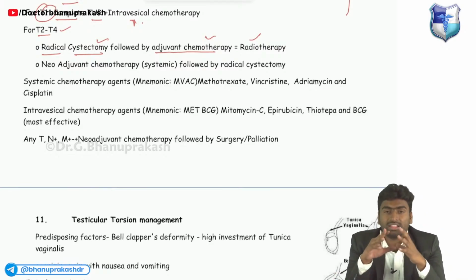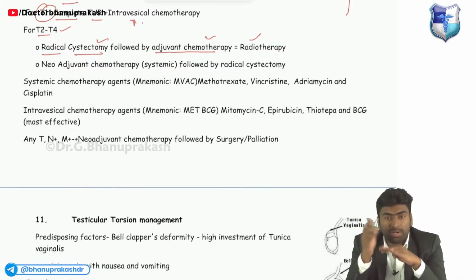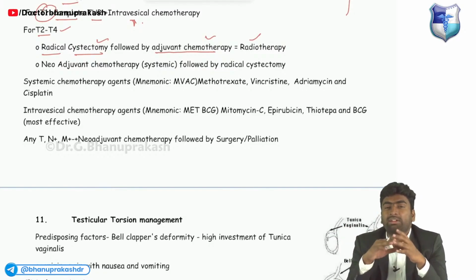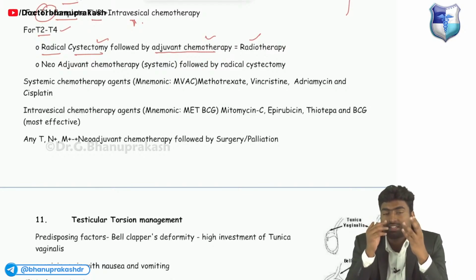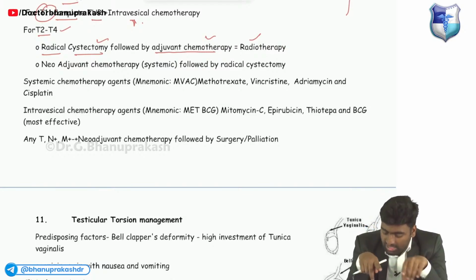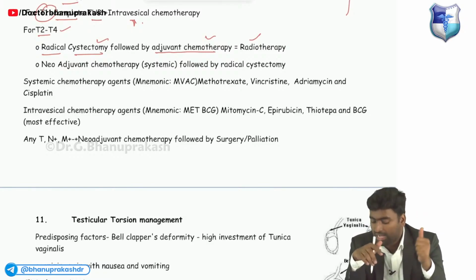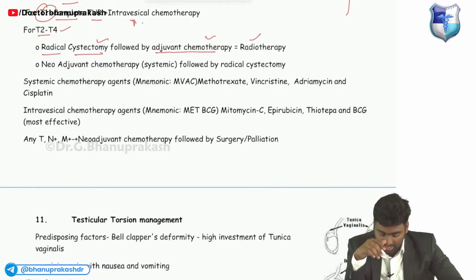So the same thing will be repeated from stage T2 to T4. They will ask about a large mass which has spread to nearby locations, meaning stages more than T2. If it is T2, T3, T4, then it is an advanced stage. In such cases, we need to remove the bladder, and along with this, give radiotherapy and neoadjuvant chemotherapy. Remember, neoadjuvant chemotherapy.